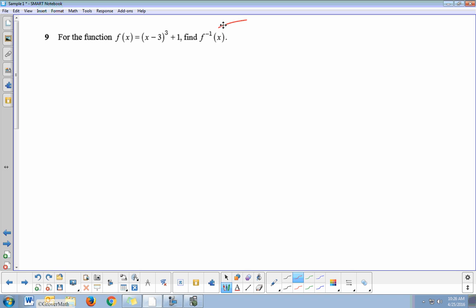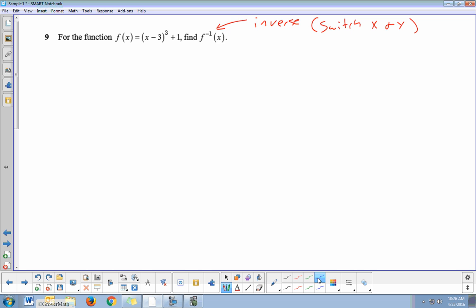Remember that f is the name. F is not a variable. X is a variable. F is the name of the function here. And when you have this little -1 symbol above it, it's not an exponent. It is a symbol for the word inverse. And the thing to always remember about inverse is switch x and y. That's what inverse really needs to mean to you.